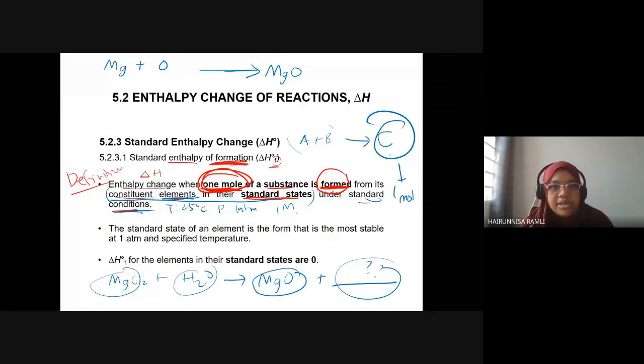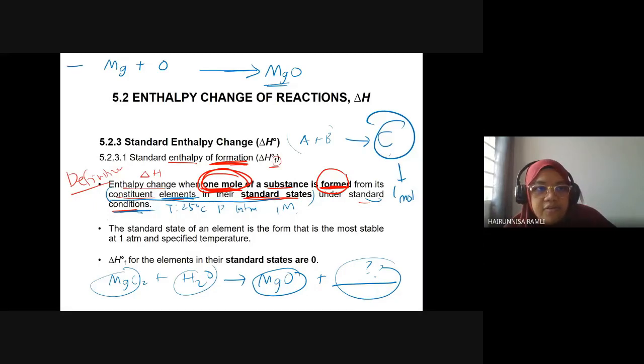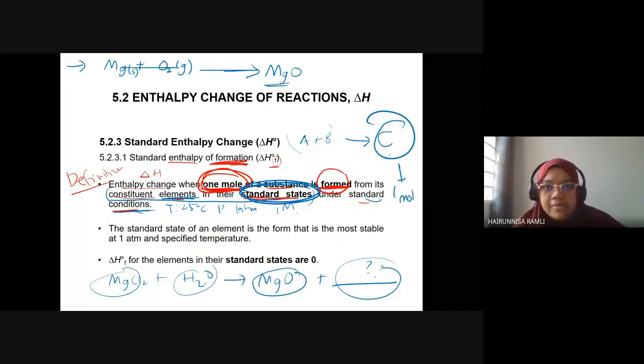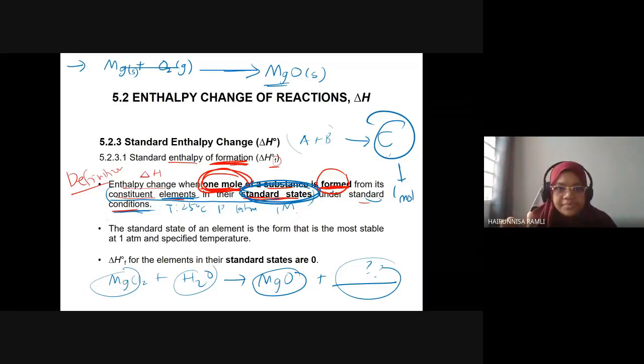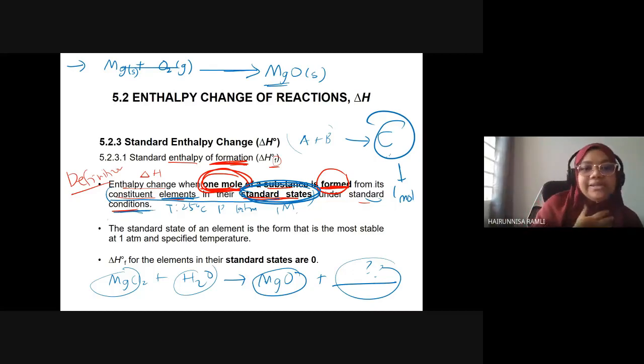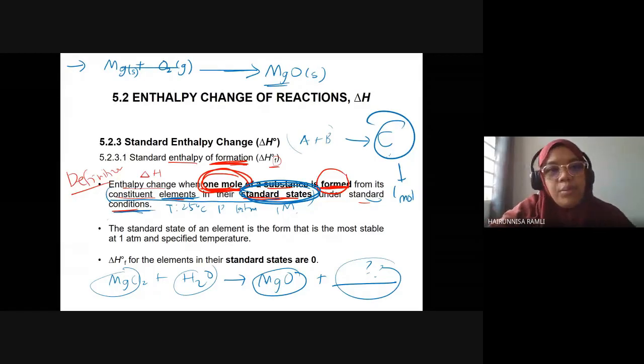Here, in formation, you normally get only one product. So you have to follow this. And it says they must be in their standard states. The standard states: magnesium at room temperature is solid. Oxygen at room temperature must be O2 and it must be gas. MgO at room temperature is solid. So this is standard. Then after that, this is an example, so I've directly taught balancing. Actually, I will teach balancing after this, but it's fine.